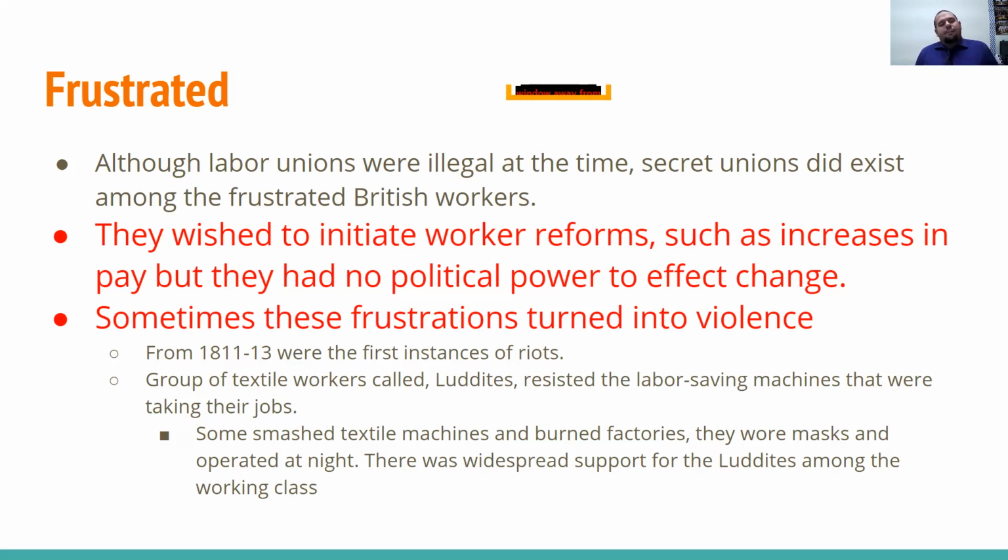So from 1811 to 1813, there were these first instances of riots. A group of textile workers called Luddites resisted the labor-saving machines that were taking their jobs. And some would smash these textile machines or burn the factories down. They wore masks and operated at night. And there was actual widespread support for the Luddites among the working class in Britain.